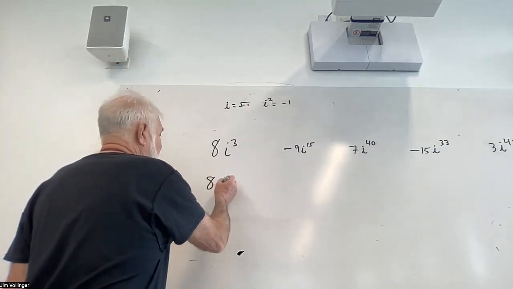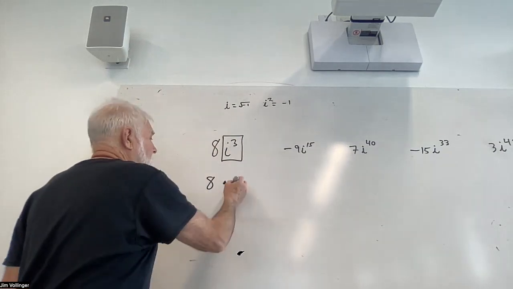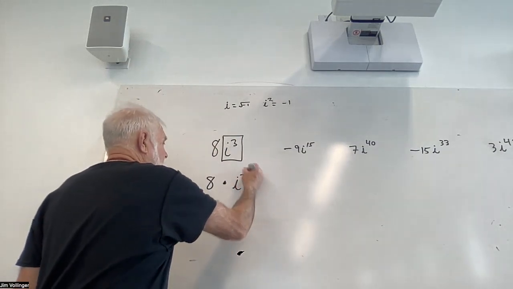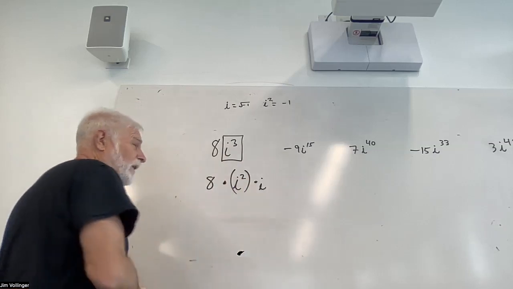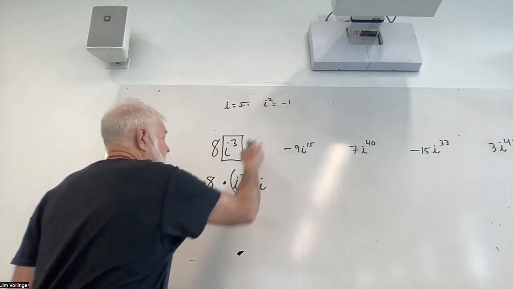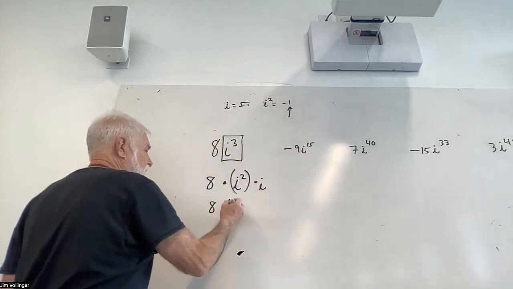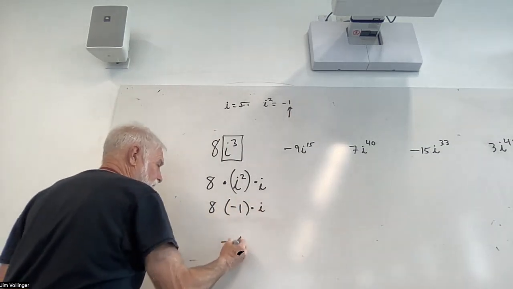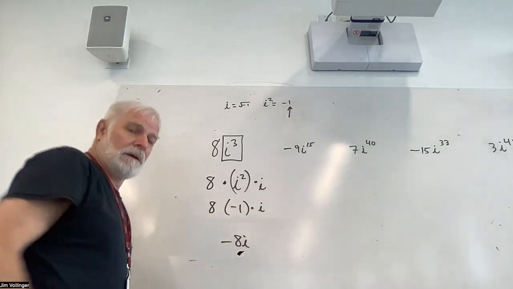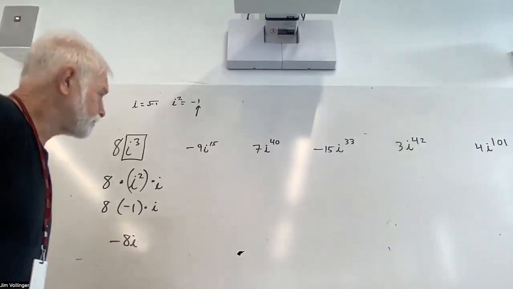So we have 8. I'm going to use a dot here because the action is here. All right, and I'm going to make that i squared. And i squared has to get multiplied by another i in order to be the same. And we know what that is. It's -1. So this becomes 8 times -1 times i. Final answer, -8i.